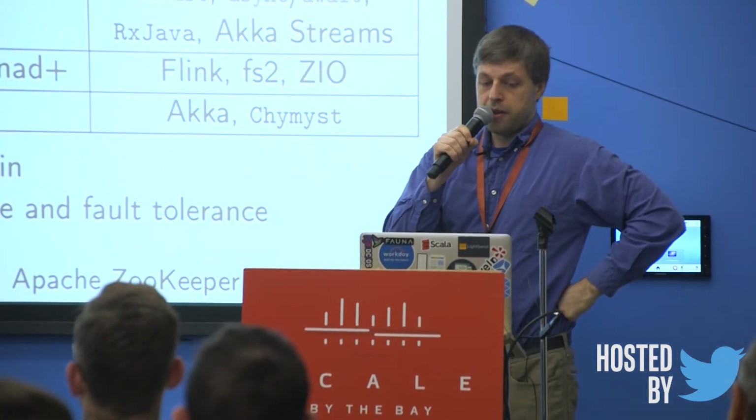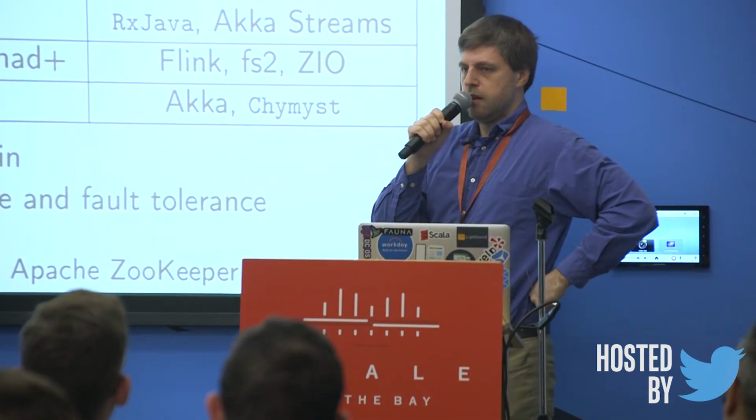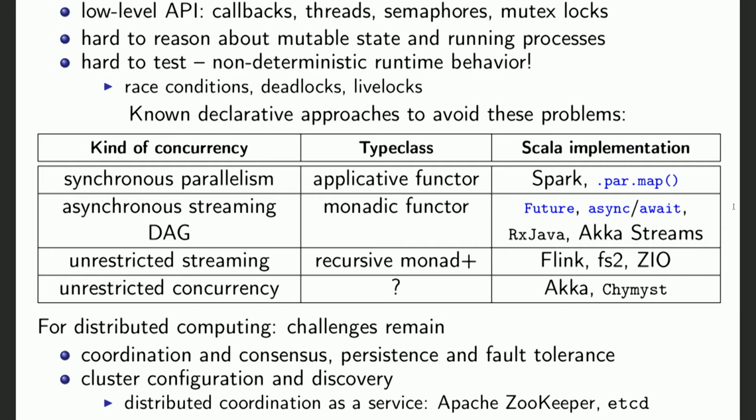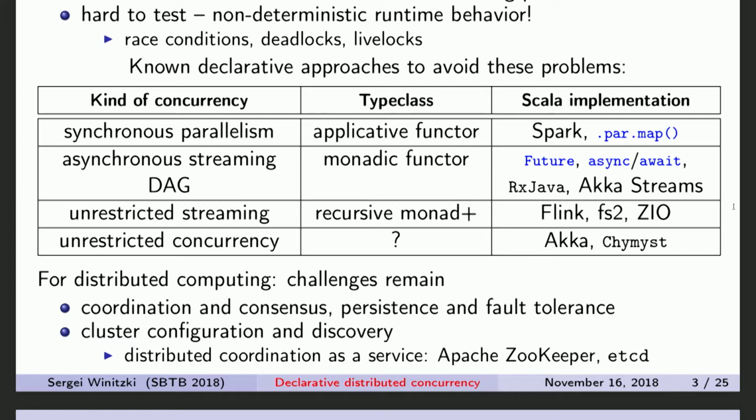And the final level of complexity is unrestricted concurrency, which means any kind of process can start at any time, wait for anything, and start other processes or terminate them or whatever. It's not a graph, it's not a stream, it's more complicated than that. I have no idea what type class that means. I don't want to try to say that. And yet more complicated is distributed computing. So on top of all that, you need to coordinate between different partitions of the network and so on. Consensus, cluster discovery, all that is another layer of complexity on top of this fourth layer, which I call unrestricted concurrency.